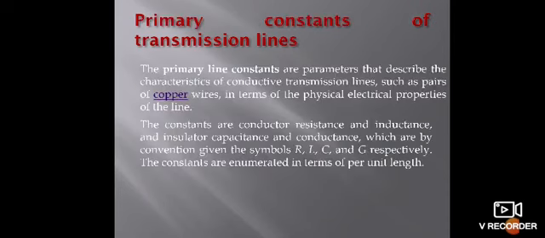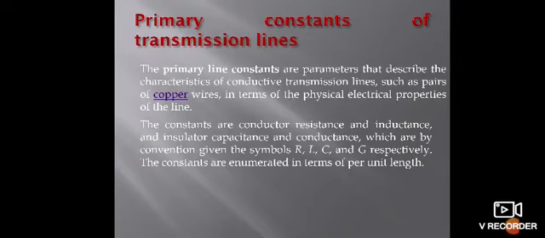And the next one is primary constants of transmission line. The primary line constants are the parameters that describe the characteristics of conductive transmission lines, such as pairs of copper wires. So we can say that in terms of physical electrical properties of the line initially. That means we are having some physical properties and electrical properties.